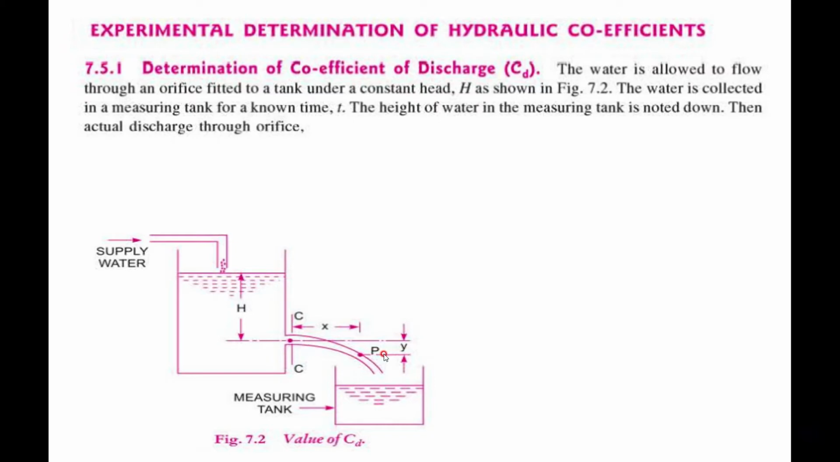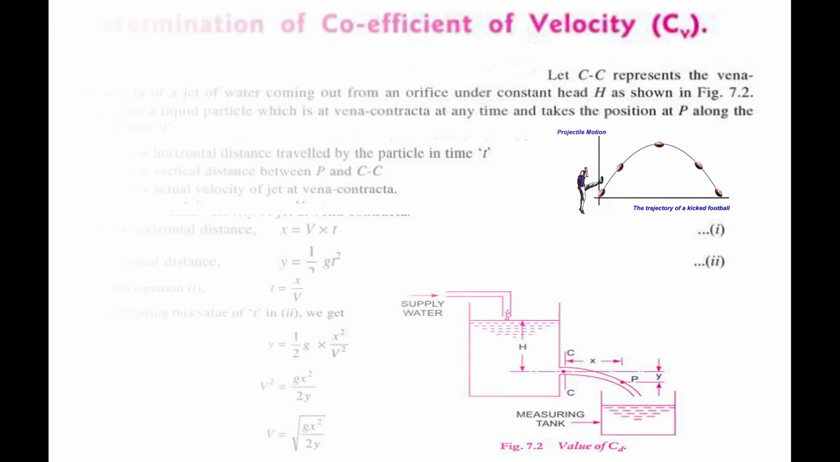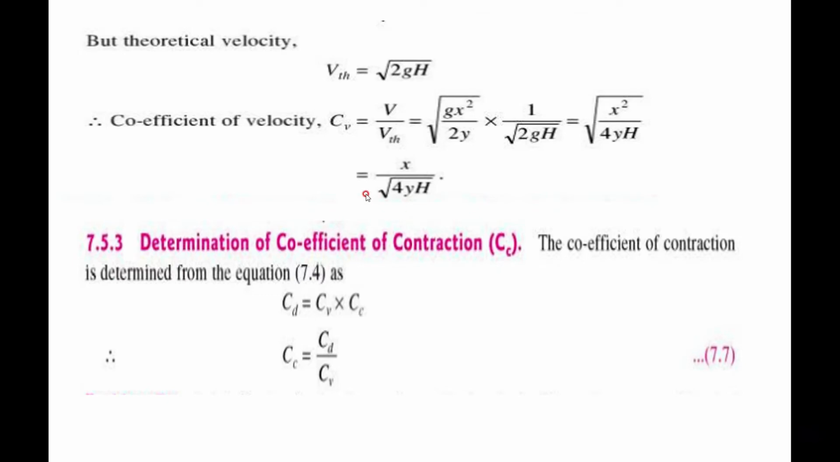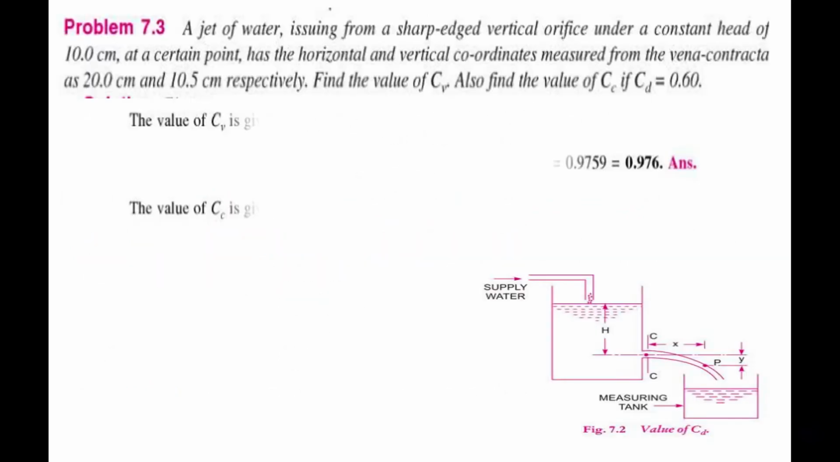coordinates of the jet. So this equation we finally obtained: the value of CV will be x divided by root of 4yh, and from this equation we can easily get the coefficient of contraction, that is CC, that is CD by CV. So in this particular session we'll solve some numerical problems on hydraulic coefficients. So let us take the first problem.